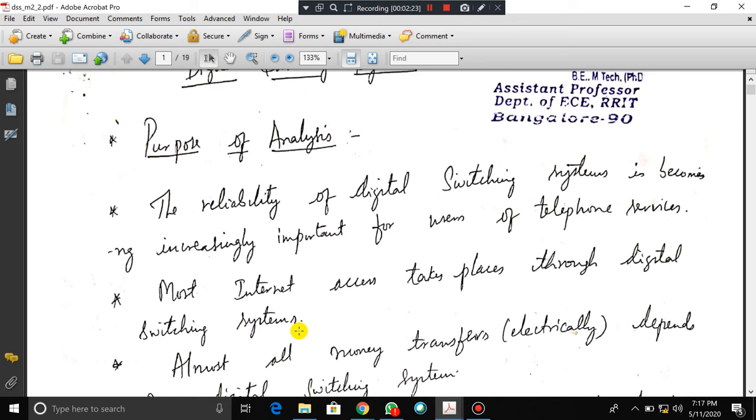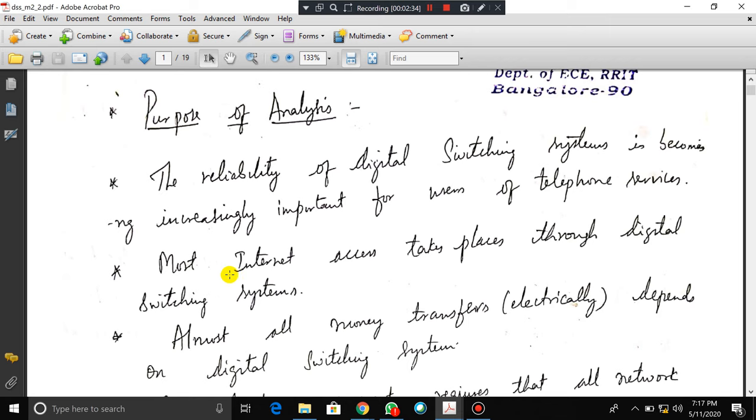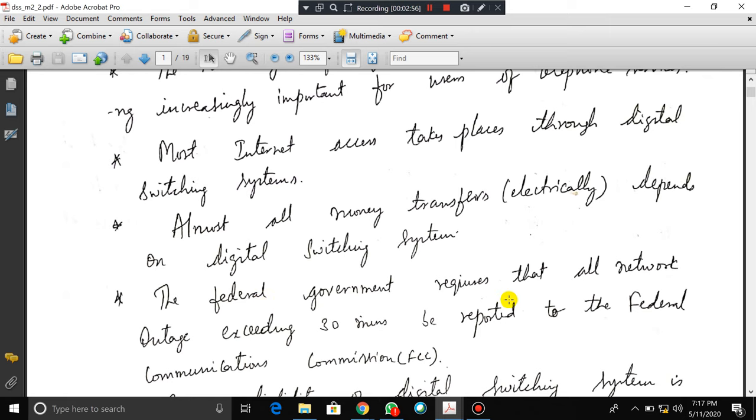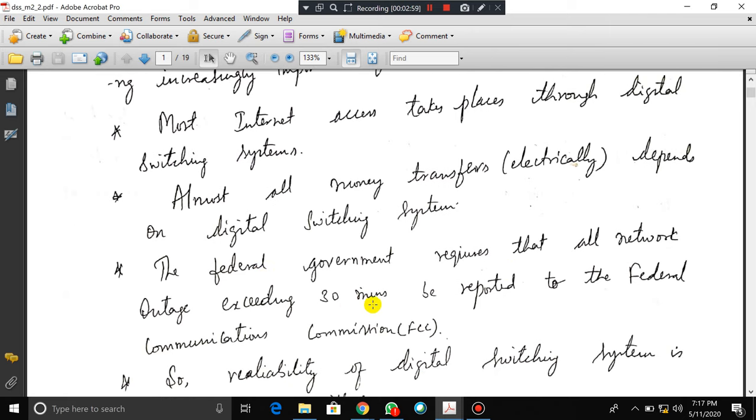That was very long back what we used to do, but nowadays it happens within fractions of seconds, and you cannot even notice it. It is not done using dial-up, but still many services like BSNL use the same kind of procedure, while the other private companies have modified and shifted to new things. Almost all money transfers, that is electronically, depend on digital switching system, and the federal government requires that all network outages exceeding 30 minutes be reported to the Federal Communications Commission.